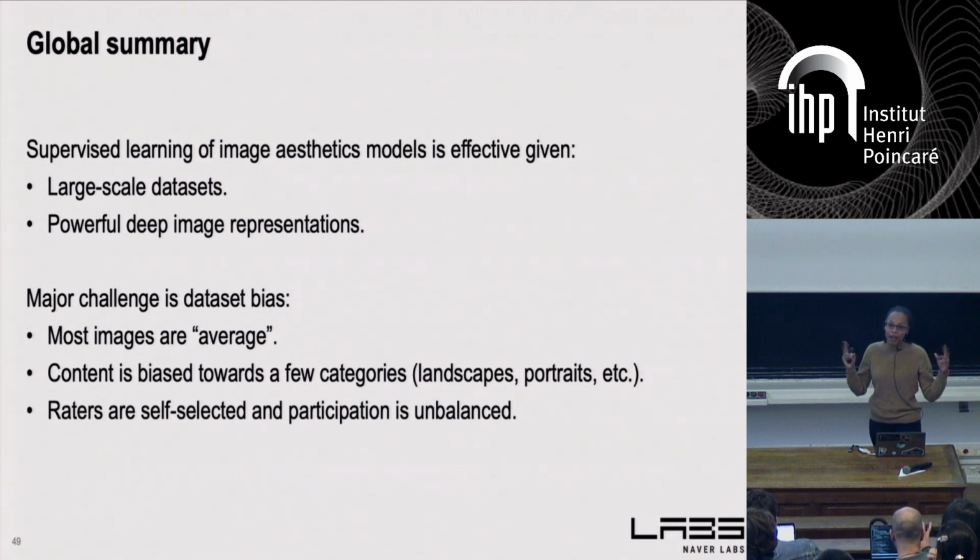So most images tend to be average quality. You don't really have many images that are really good or really bad. Another one is that the semantic content tends to be biased. As I showed you in the plot, looking at the tags, very often you have many images for nature, landscape, but then very few for this long tail of categories.